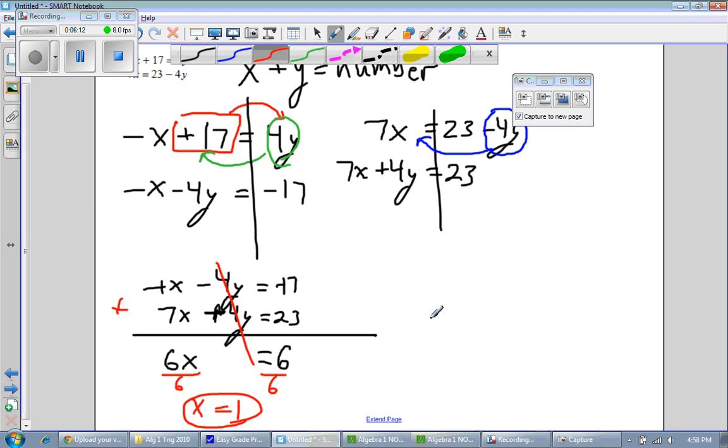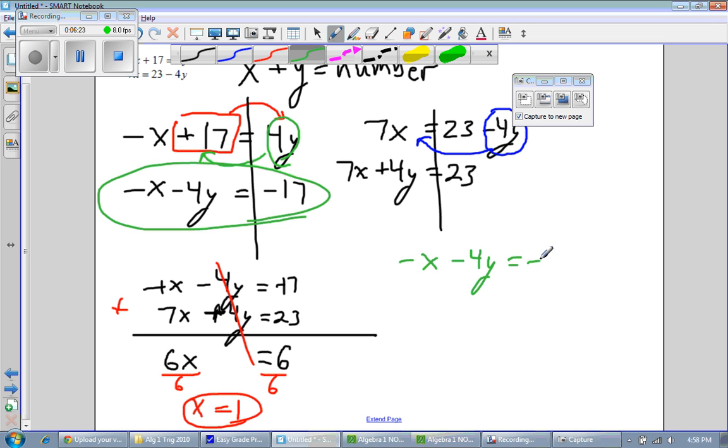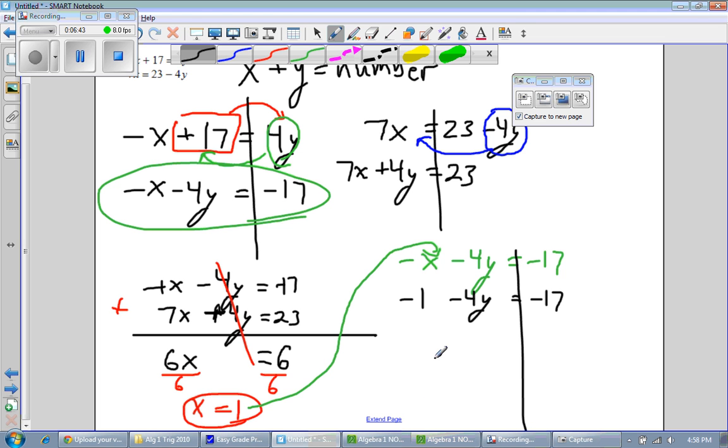You just got to pick one of them. Which equation should I choose? I don't know. I'll just choose this one. It's like the easiest one there. It's negative x minus 4y is equal to negative 17. So we're just going to take that 1, and we're going to put it right there. And for x, what happens? It changes to negative 1 minus 4y is equal to negative 17. If we solve that, then this problem is finally over. Negative 1 minus 4y is equal to negative 17.